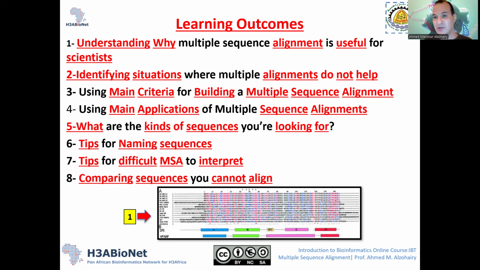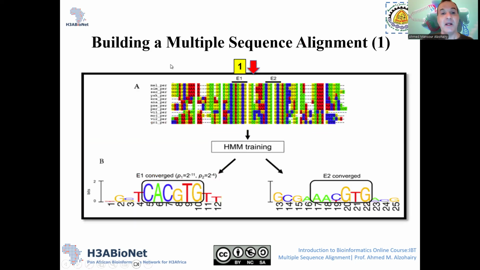Also, one of the things we would like to learn during this module is comparing sequences that you cannot align, how to interpret this and how to compare this kind of sequences. Okay, now we will look at how to build multiple sequence alignment. This is not the first topic.